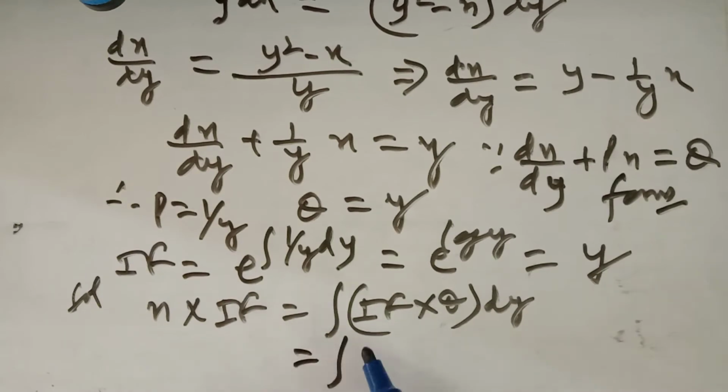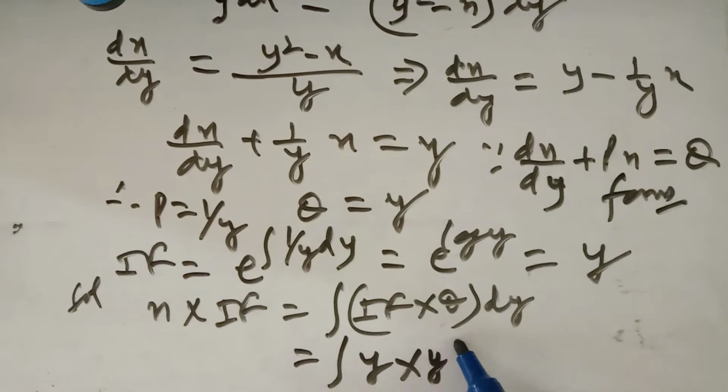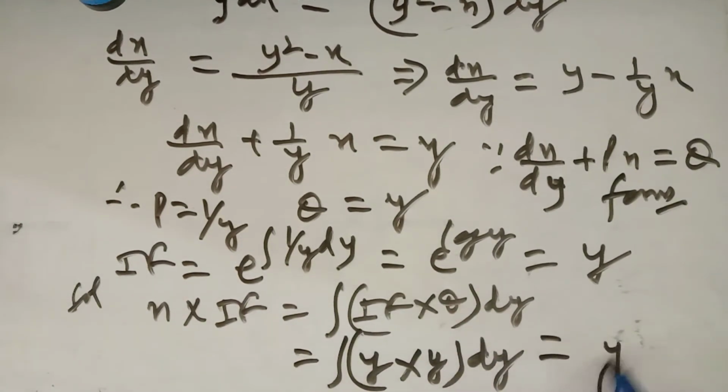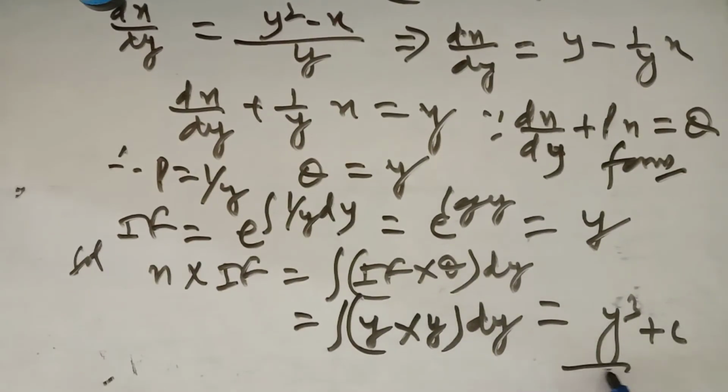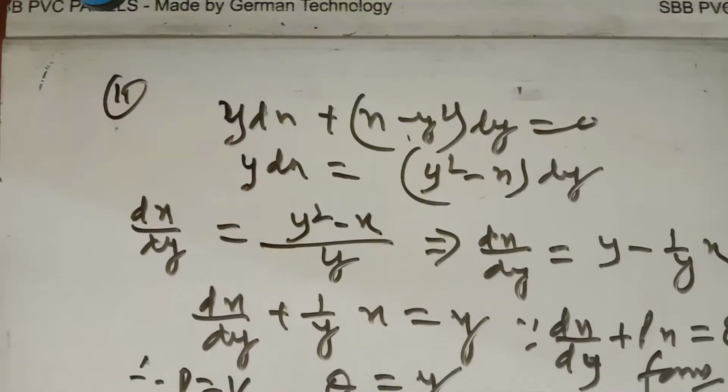So integrating factor is y and q here is y. So you have to integrate only y square, which is equal to y cube upon 3. So this is the second form of linear differential equation, not the first form.